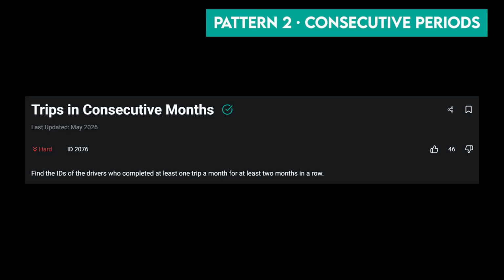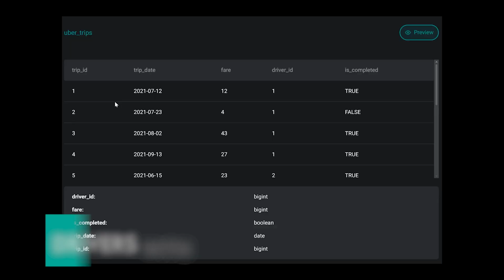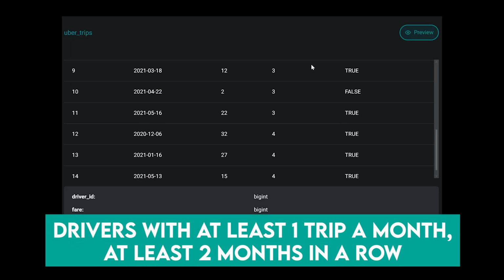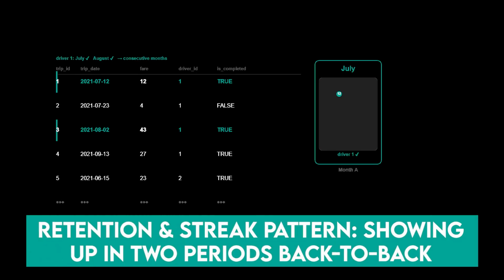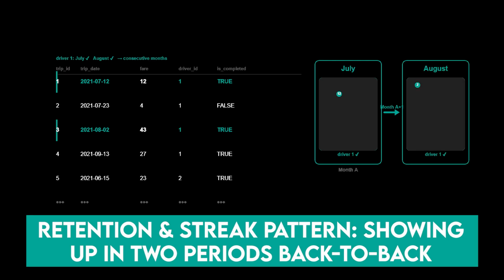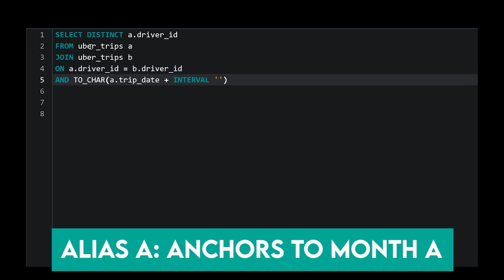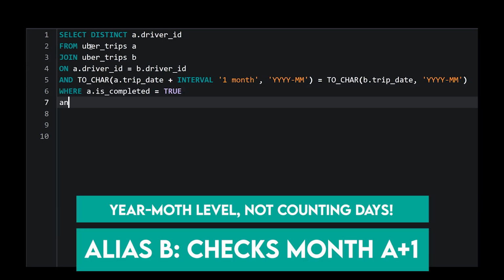Pattern 2, another real one, also hard difficulty. This time it's Uber drivers. Find the IDs of drivers who completed at least 1 trip a month for at least 2 months in a row. It's the retention and streak pattern, checking whether the same person shows up in 2 periods back to back. One alias anchors to month A. The other checks month A plus 1, at the year-month level, not by counting days.